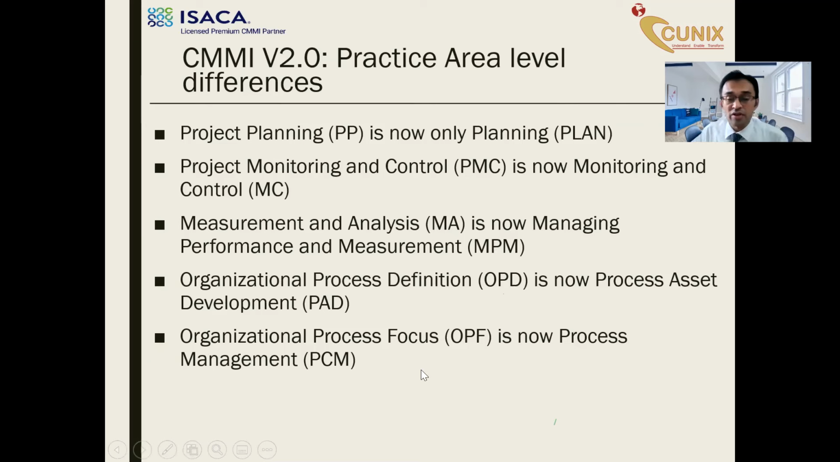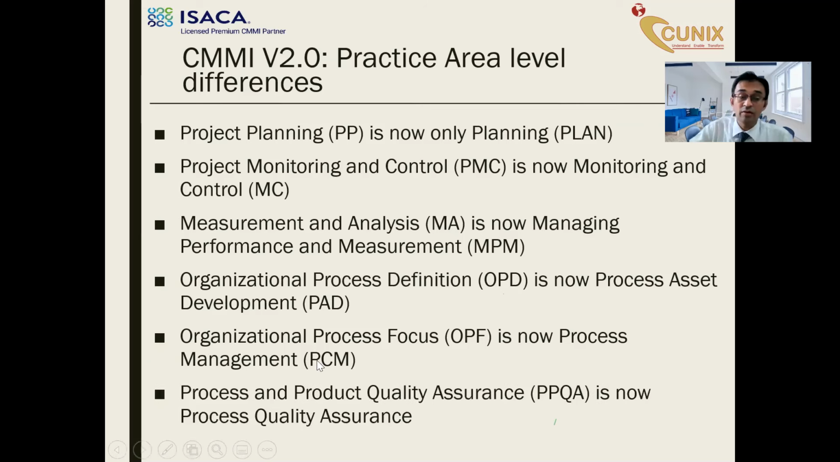So process focus is now just simply process management, but they can't write it PM because PM also means project management. So they have called it PCM. Okay. And process and product quality assurance is now process quality assurance, because there was some misunderstanding: why product quality, because we already have testing. But people did not probably understand that here the product means a work product. A document is also a work product. So now, just for clarity, it is called process quality assurance. So PQA, right?